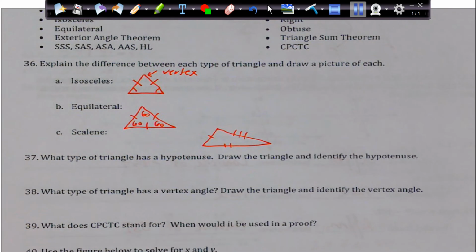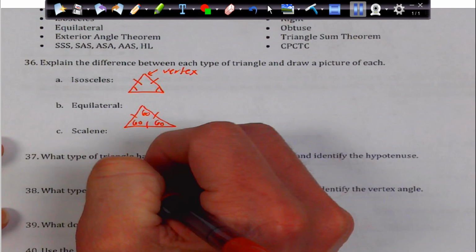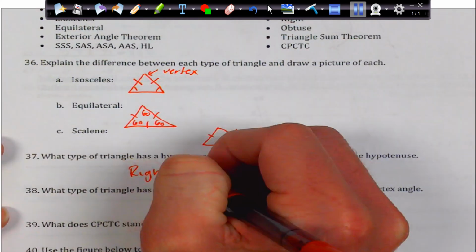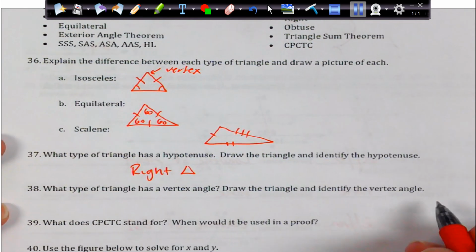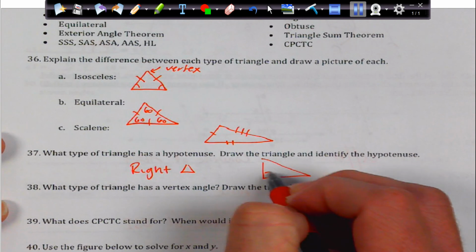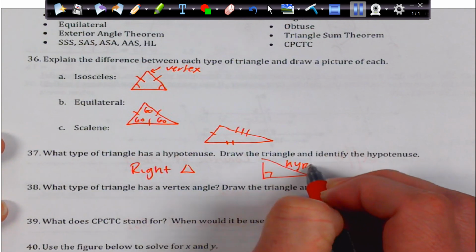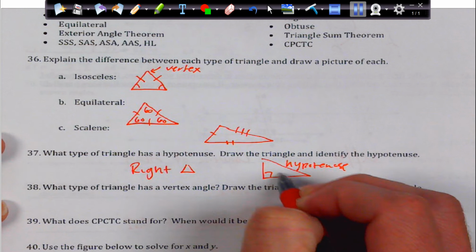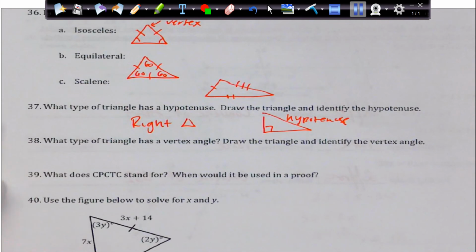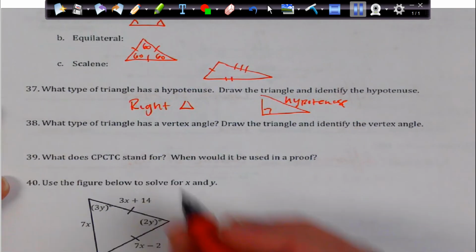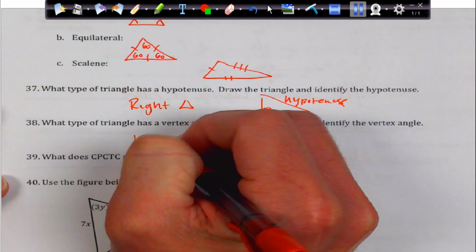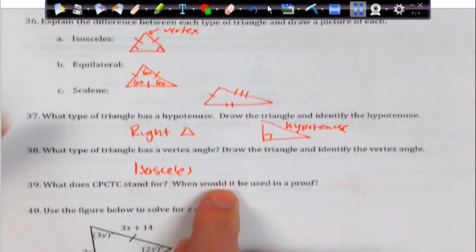What type of triangle has a hypotenuse? That would be a right triangle. Okay, draw the triangle. And the hypotenuse would be this one. It's across from the 90. What type of triangle has a vertex angle? That would be an isosceles. I'm not going to draw that one because I just drew it right there.